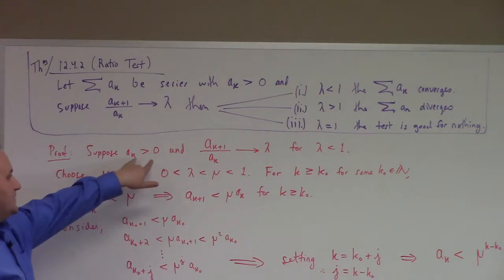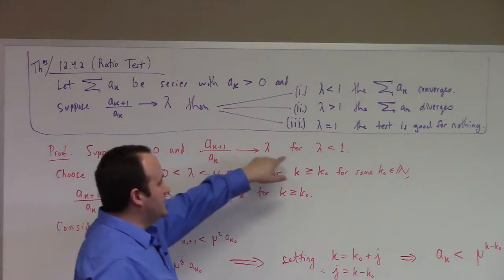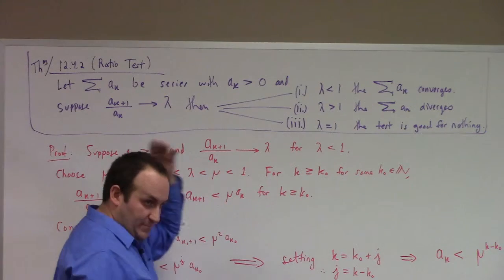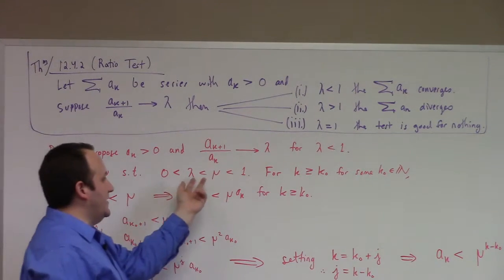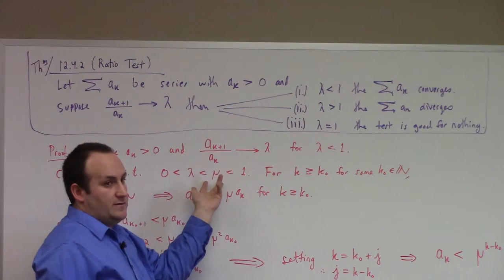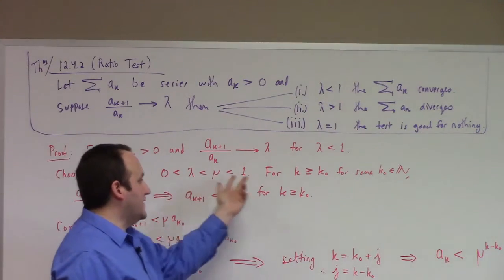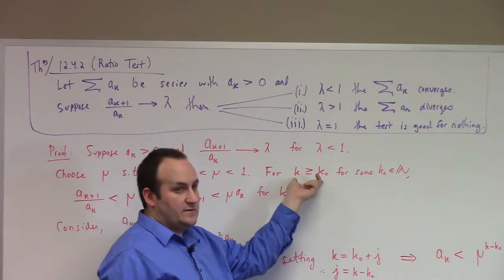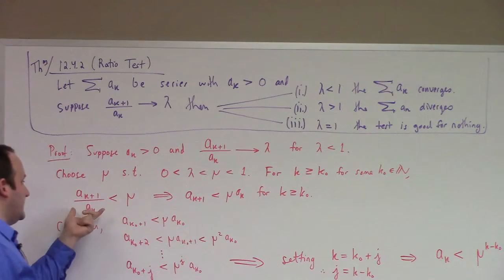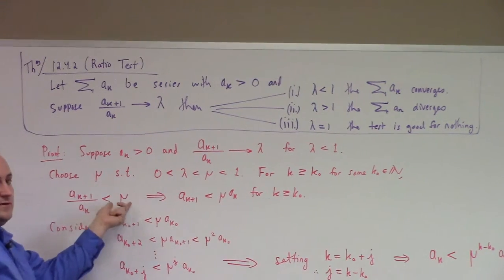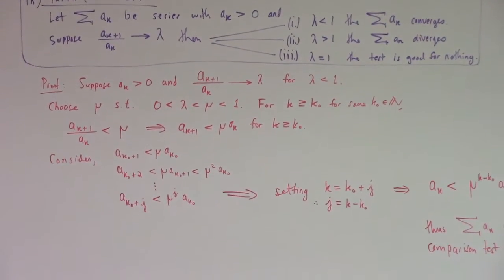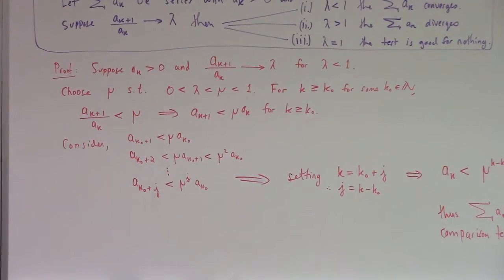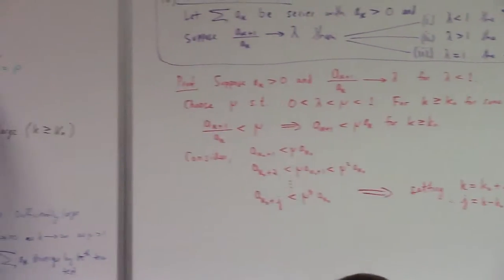So suppose a sub k is positive and the ratio tends to lambda less than 1. All right. Again, I'm going to pick a mu between lambda and the number 1. Why am I going to do that? Because if I do that, then for k sufficiently large, I have that the ratio is less than mu. Again, it's the same picture, just instead of this being the kth root, now we're just looking at it being a sub k plus 1 over a sub k.